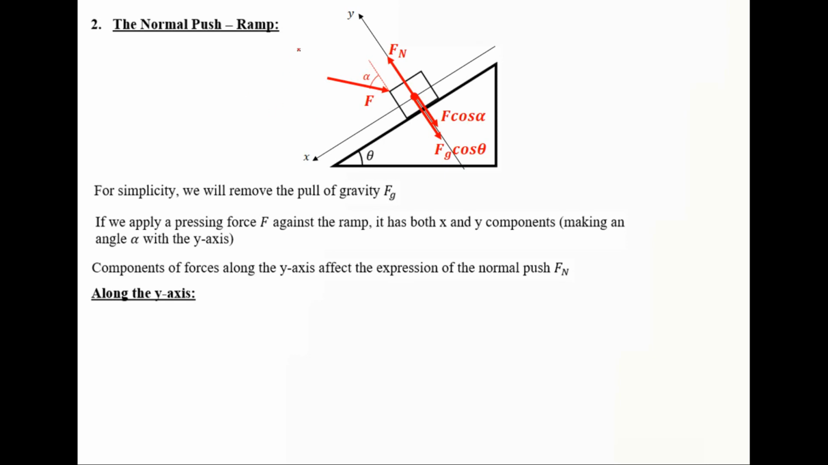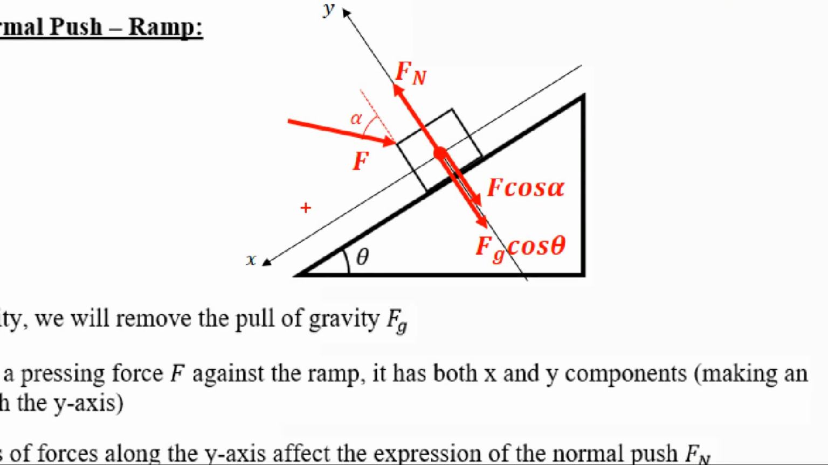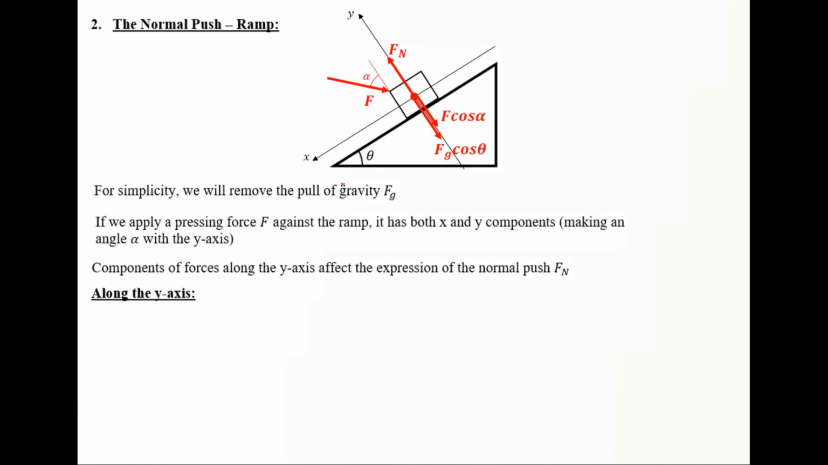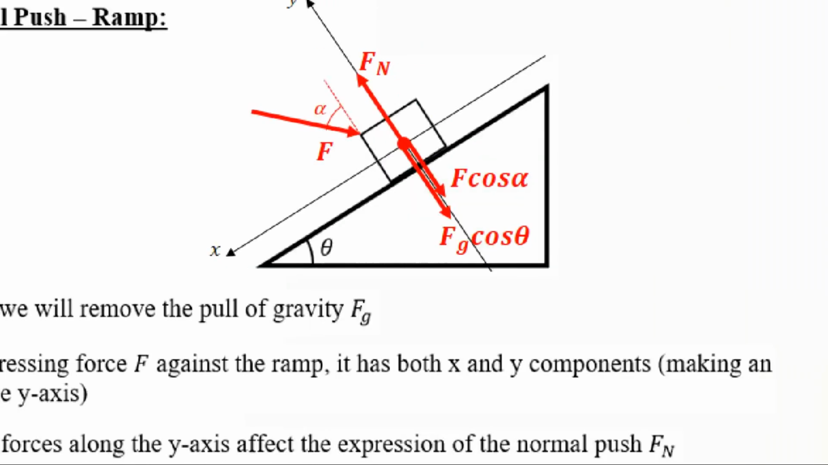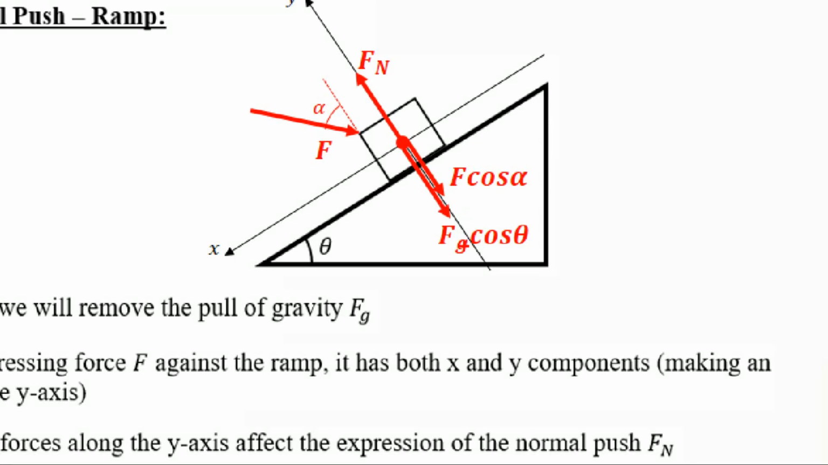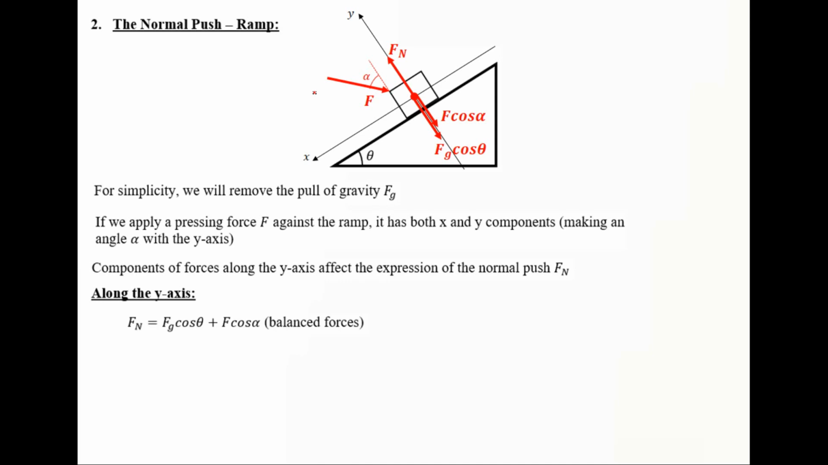Now here we need to decompose this along the y and the x-axis. Since alpha is the angle between F and the y-axis, then the y component would be given by F cosine alpha. So we can say the forces that are down along the y, given by F cosine alpha and Fg cosine theta, would be balanced by the normal push. Then the normal push is given by Fg cosine theta plus F cosine alpha. Because they are balanced forces, there is no motion along the y-axis. We're not talking about the x-axis.